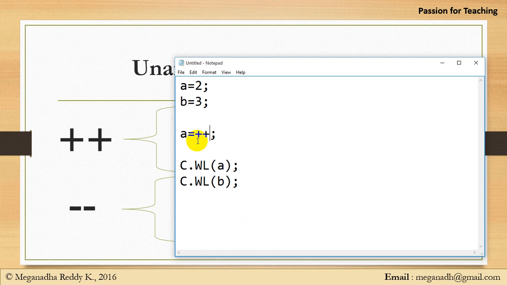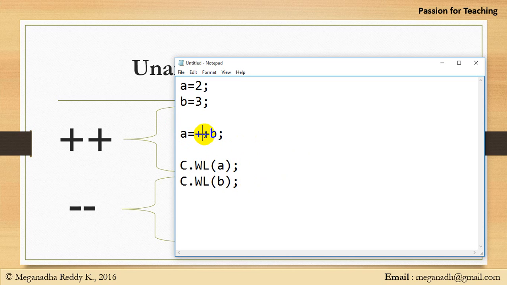So plus plus b. In this case, first the value of b will be incremented, and then the resultant value will be assigned to a. First the value of b will get incremented by 1, so b value will become 4, and then that value will be assigned to a. So a value will be 4, b value will also be 4. That is called pre-increment. Remember, in case of pre-increment or pre-decrement, both will be equal every time.